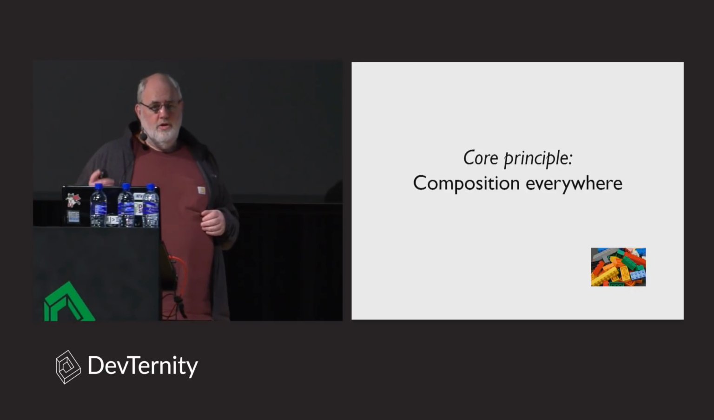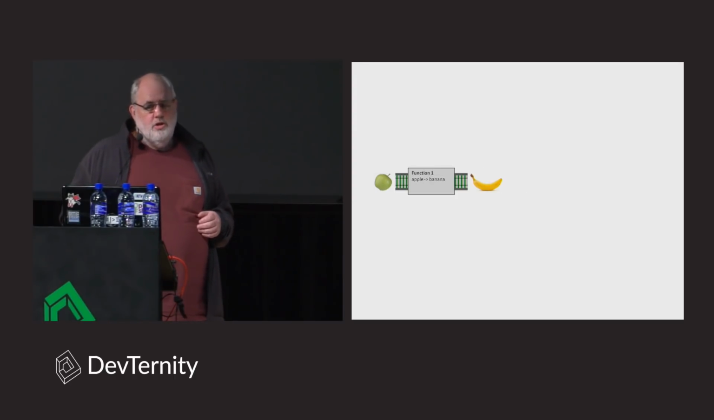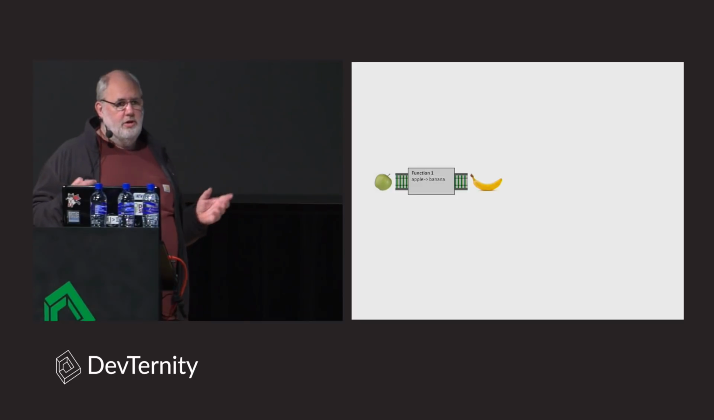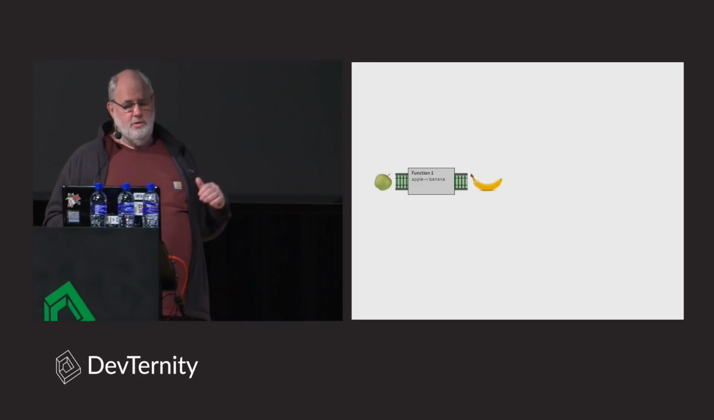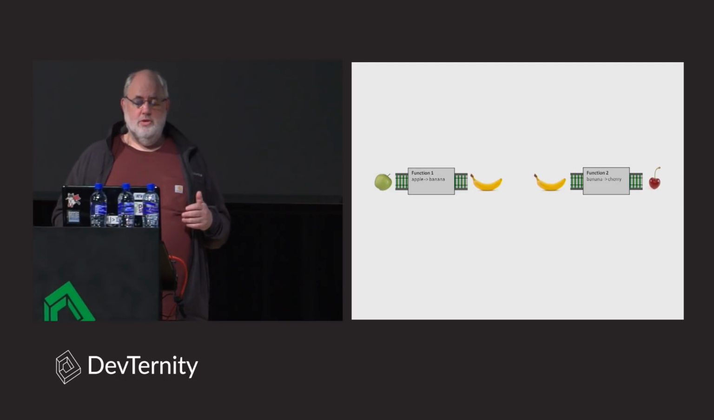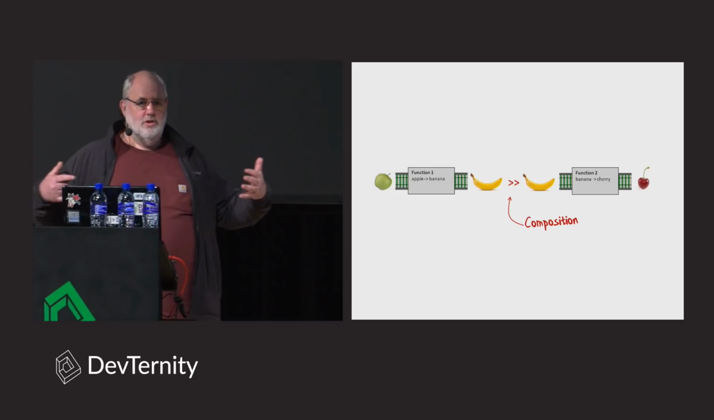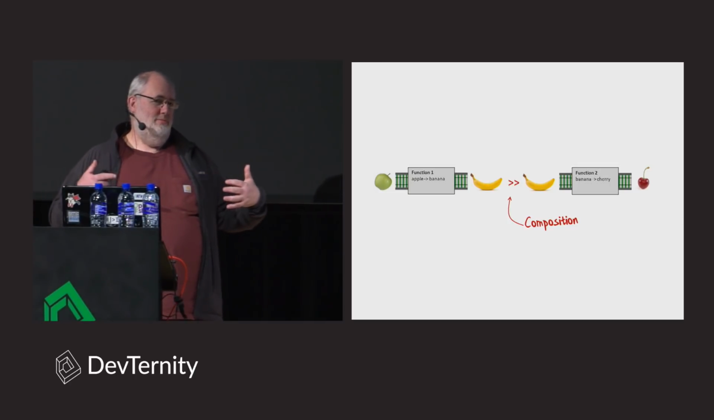So, the second principle, composition everywhere. What is composition? Let's say you have a function which turns an apple into a banana, and you have another function that turns a banana into a cherry, and you want to connect them. How would you do that? Well, it's pretty obvious. You just connect the two pieces of railway track.